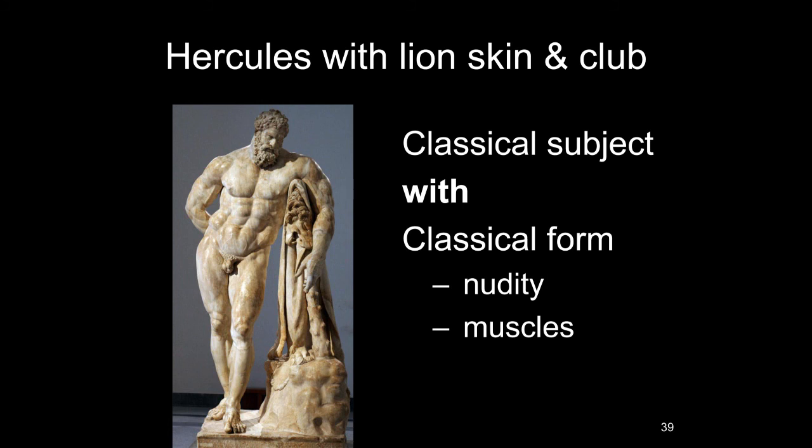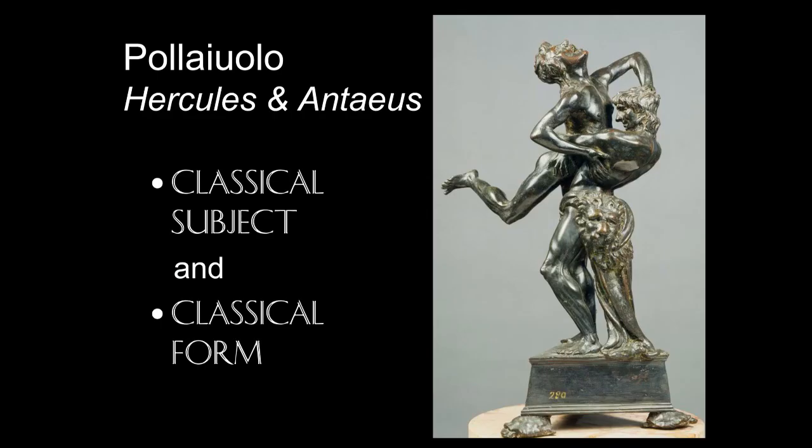Now, he's nude. He's got muscles. And specifically he becomes Hercules because of his lion skin and club. So this has classical form. We recognize this as something that looks like it could have been created in ancient Greece or Rome. And indeed it is. It's a classical statue. It's not a Renaissance work at all. So let's see what Pollaiolo does with that.